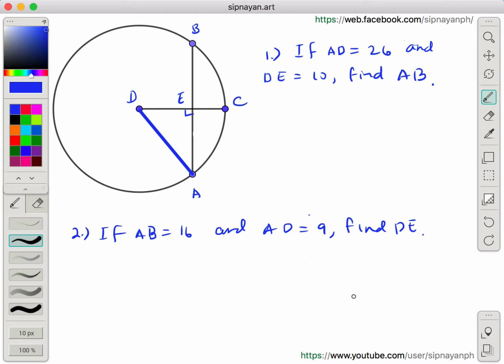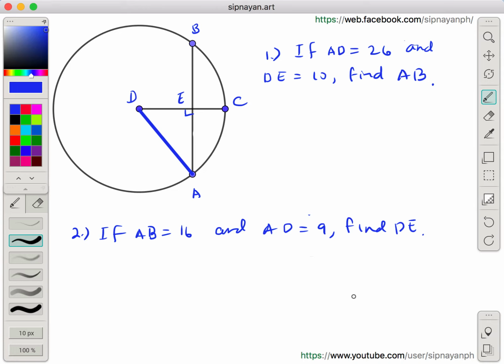Welcome sa zip9.com. In this video ay itutuloy natin yung ating series about circles. And in this video, ang gagawin natin is magsasagot tayo ng practice exercise which is an application of the theorems that we have proved in the previous videos.